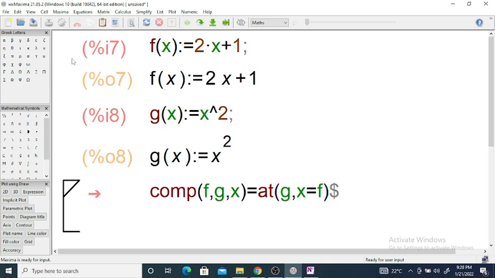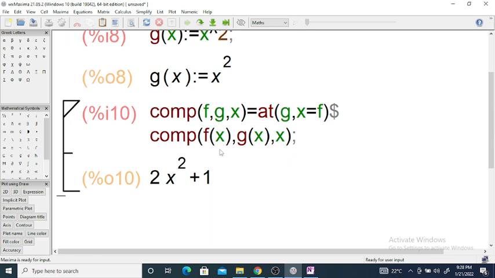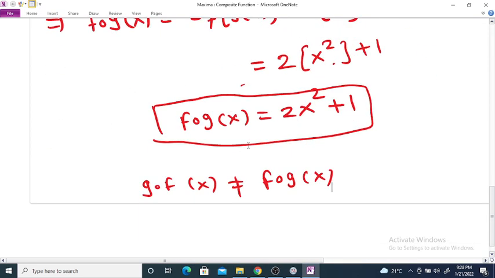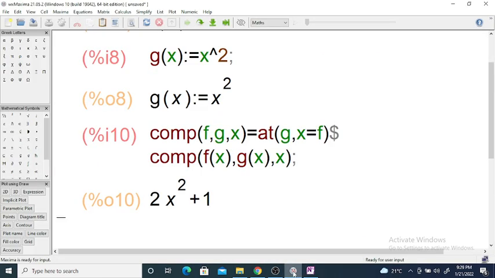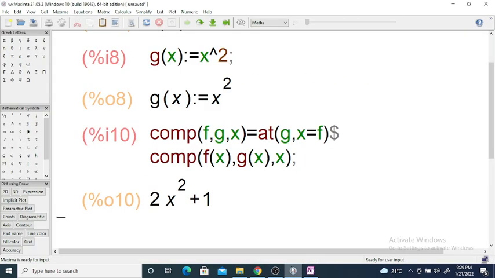Now we are going to call this function for f and g, so composite function f of x, g of x and x with variable x. If you enter this, we get twice x square plus 1. So f of g of x means, in place of x we put g of x, that is twice x square plus 1. Sorry, this is f of g of x.